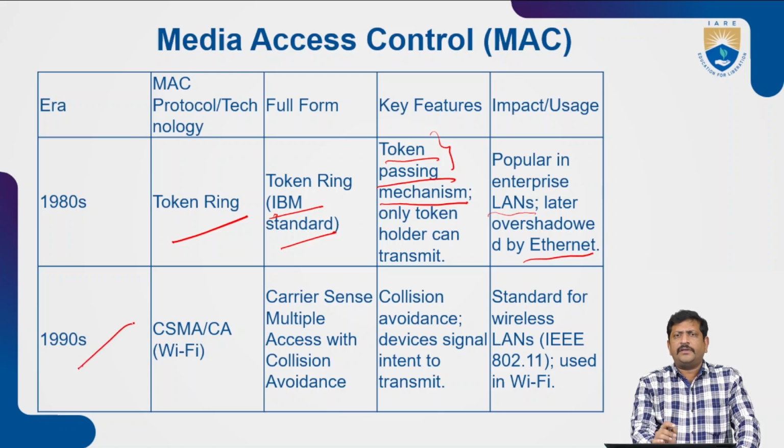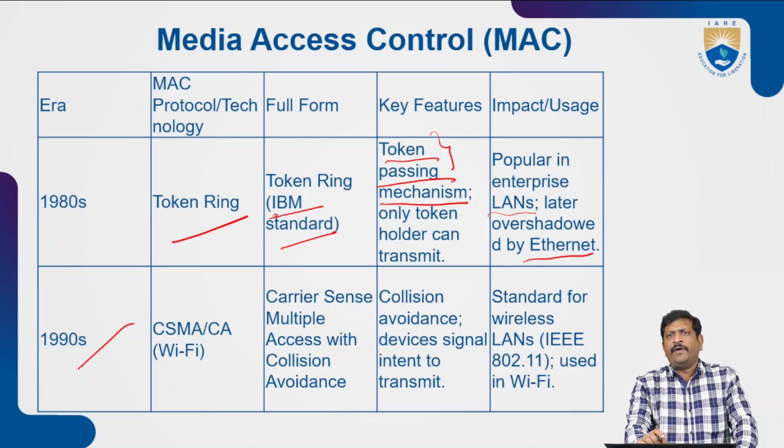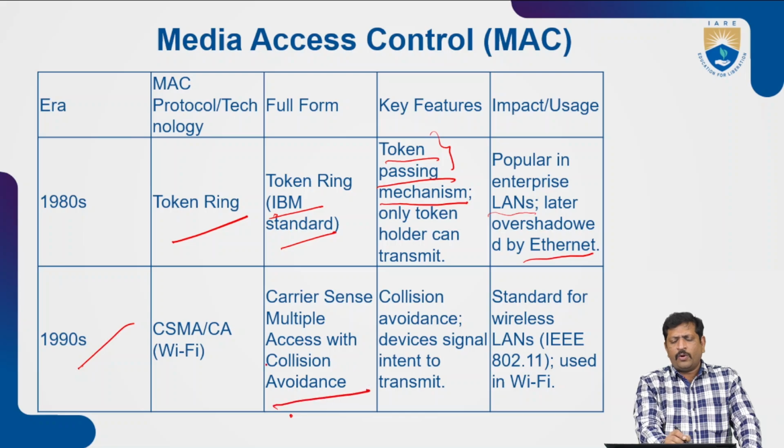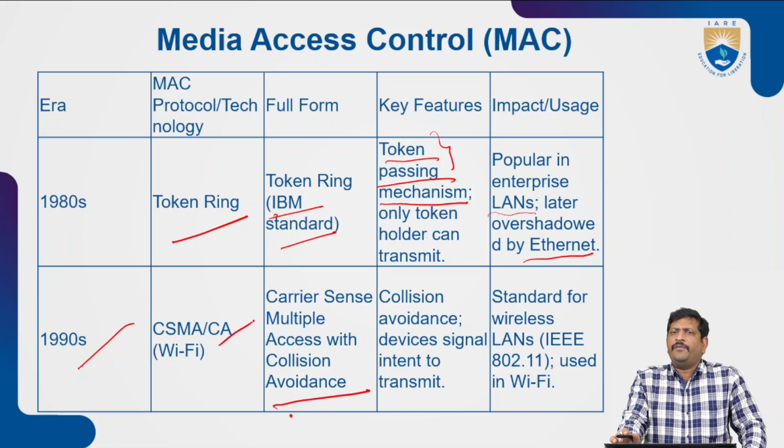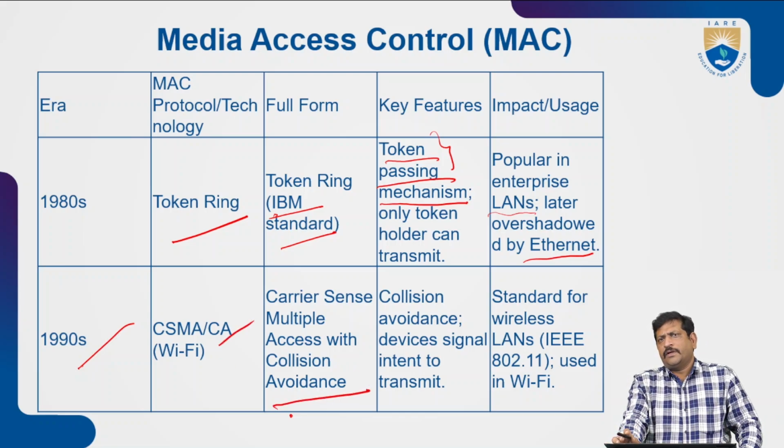In the 1990s, CSMA/CA, that is Wi-Fi. CSMA/CA is a Wi-Fi protocol. CSMA/CA means Carrier Sense Multiple Access with Collision Avoidance. What it does is, if any collisions occur while transmitting data, the collisions can be detected and avoided.